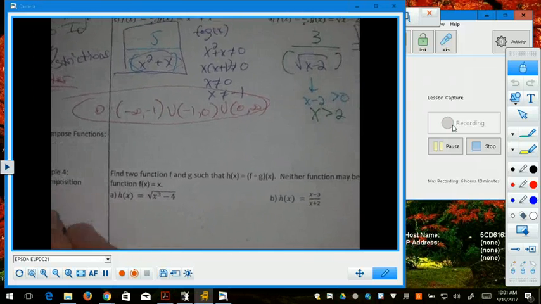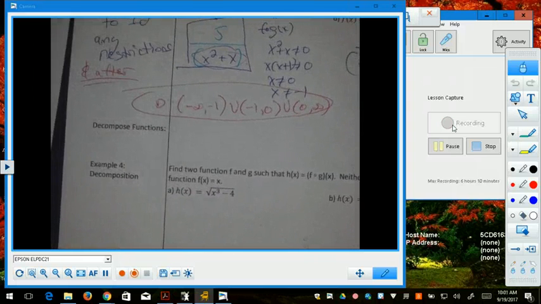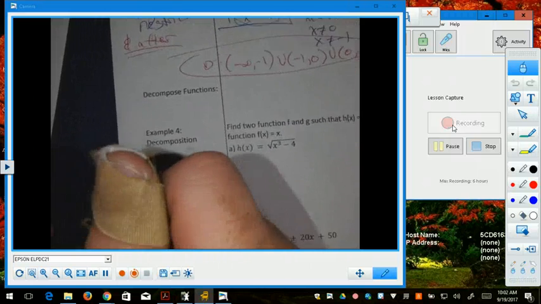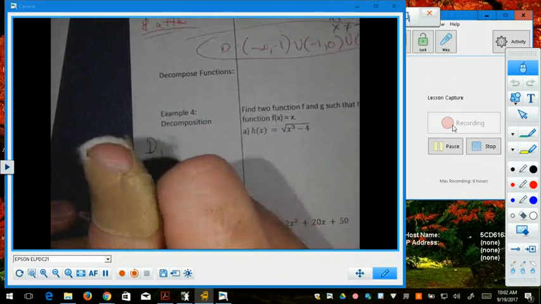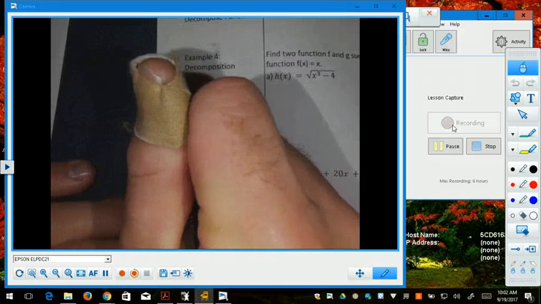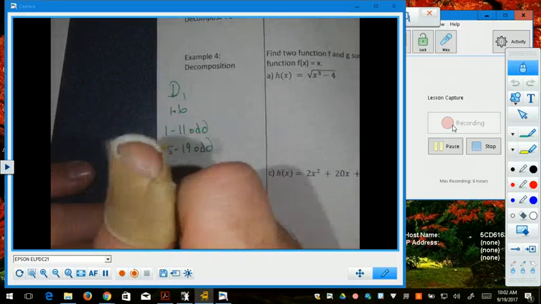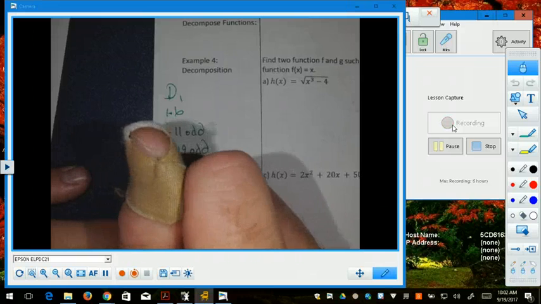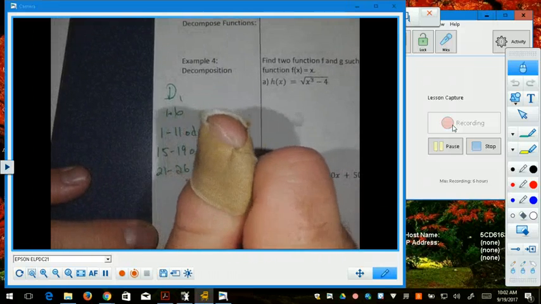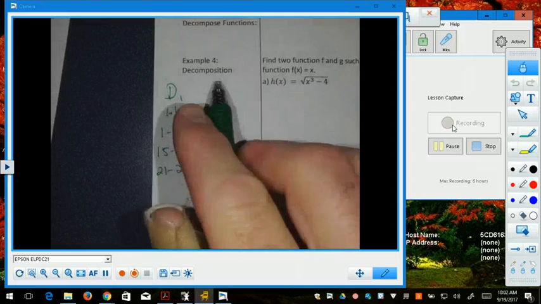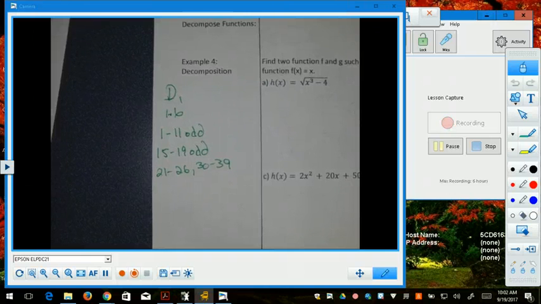We're going to look at how to decompose functions later. There's actually several ways to do each type of problem. For today, your assignment is the following for day 1. You're looking at section 1.6. It's on your assignment guide also: 1 to 11 odd, 15 to 19 odd, 21 to 26, and 30 to 39. Tomorrow we'll have a worksheet that does some of these types of problems again, but it will also have the decomposing functions. That's it for day 1 of 1.6.